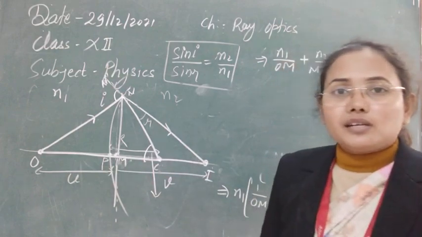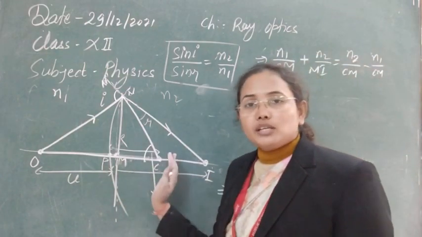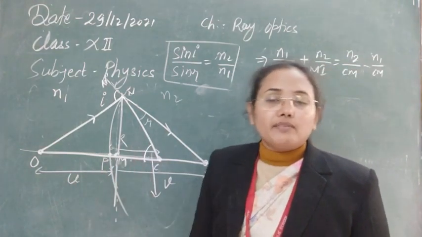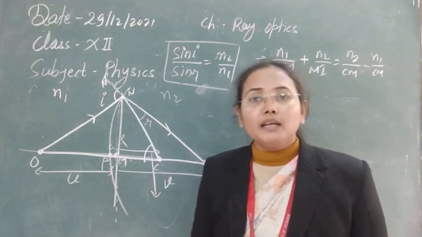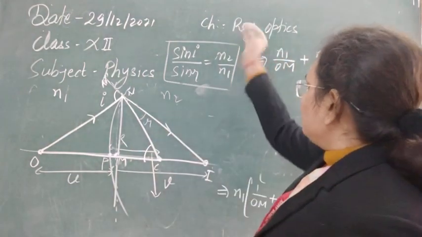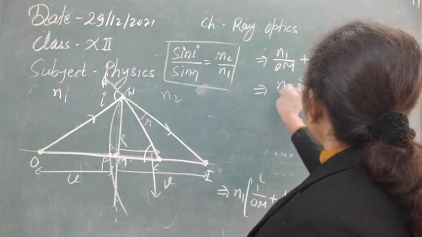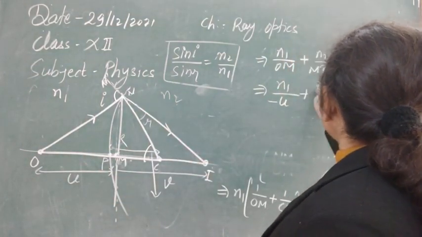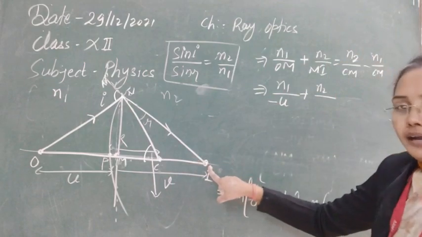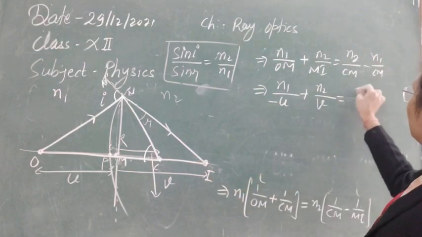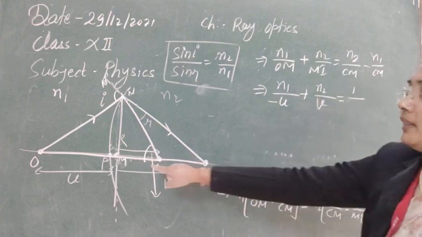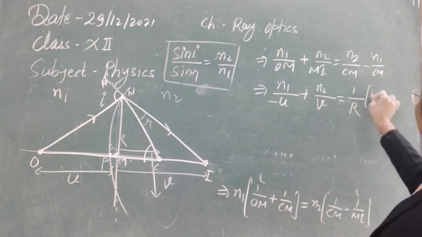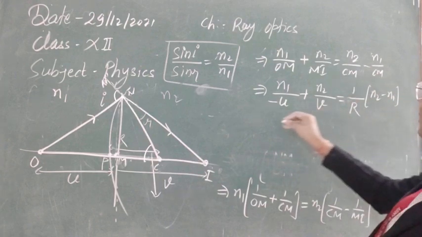Now let's use sign convention also. According to sign convention, all the values on the right side measured from the pole will be taken as positive, and all other values on the left side will be taken as negative. So let's put the values here. In the first one, Om is the object distance on the left side, so this will be minus U. Now N2 upon Mi is on the right side, and this has value V. Next one, 1 upon Cm you can take as common, that is also on the right side, and that has value equal to radius of curvature R. So this is R, in bracket it will be N2 minus N1.